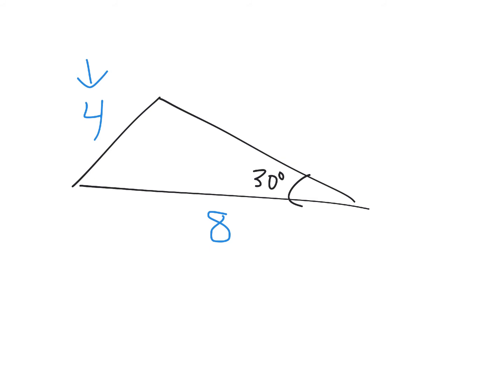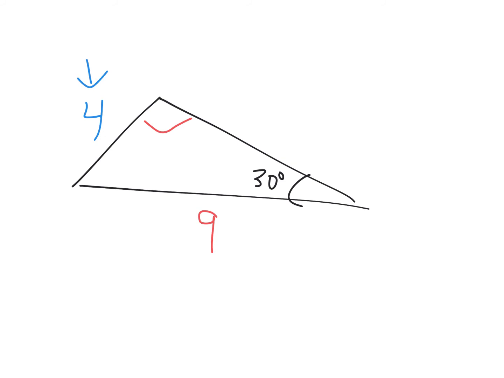Okay, so it can't be 8. Because if it was 8, it would have been a 30, 60, 90 triangle. So this angle must be bigger than 90, it looks like. Then it must be bigger than 8. So let's say that this side is 9. All right, now you have enough info to use the law of sines that I taught you a minute ago.